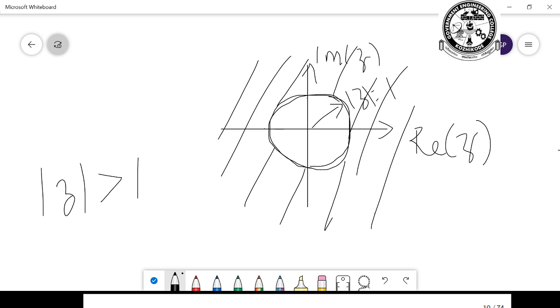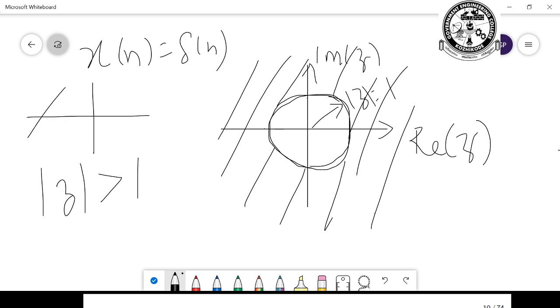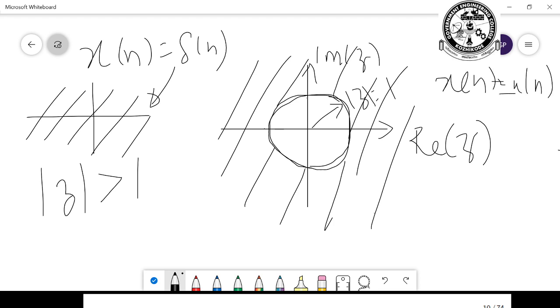In the first problem, x of n equal to delta of n, irrespective of the value of z, the entire z plane forms the ROC. And in the case of x of n equal to u of n, for the z transform of u of n, the ROC is the entire region outside the unit circle.